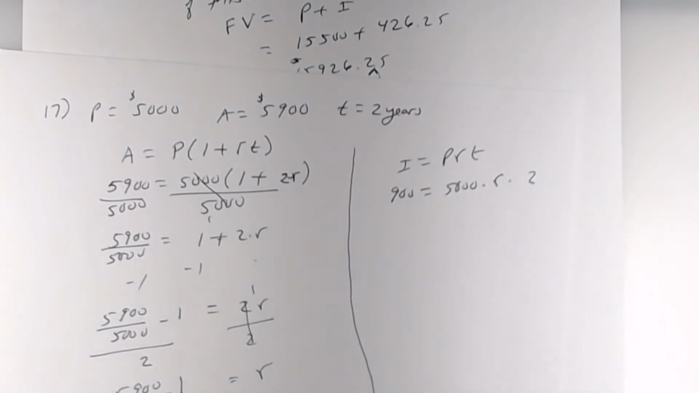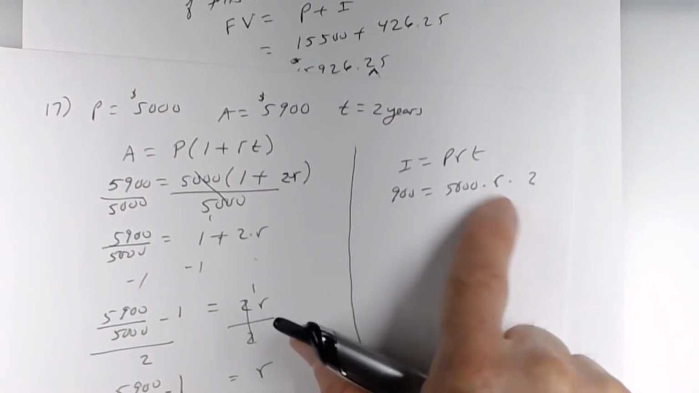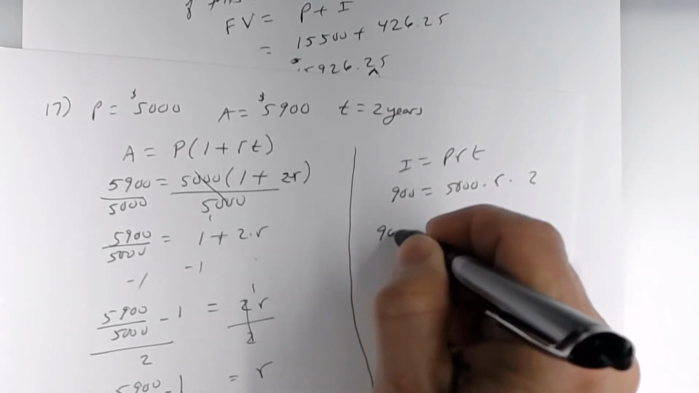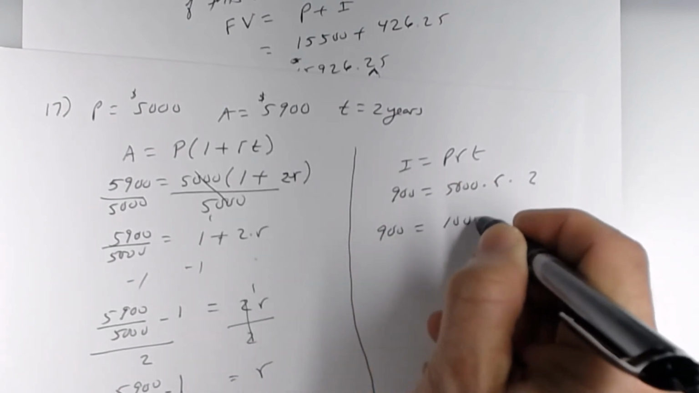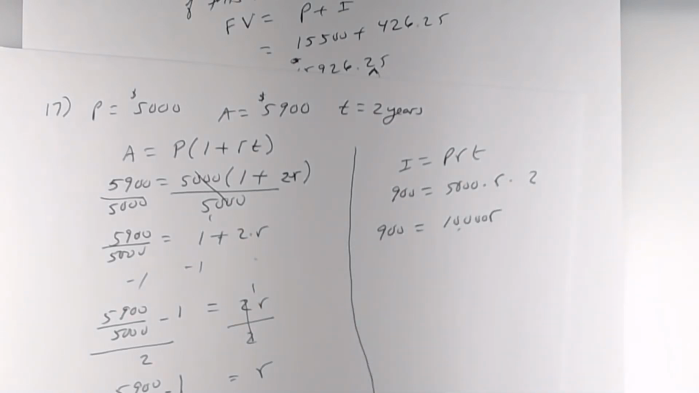And guys, do this now. See, this is a lot easier. Go ahead right now and say 5,000 times 2 is what? 10,000. So you get 900 equals 10,000 R. I need another 0. 10,000 R.